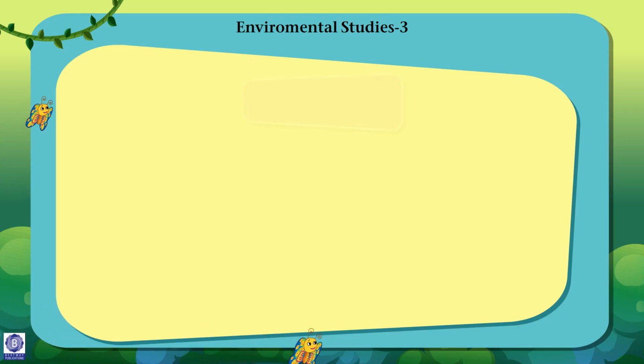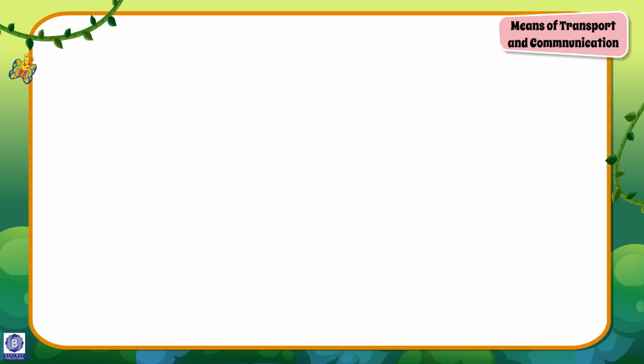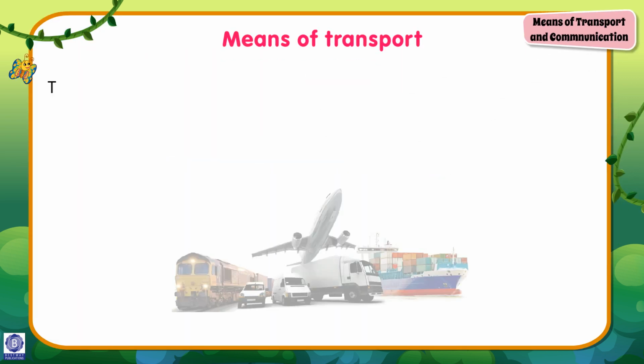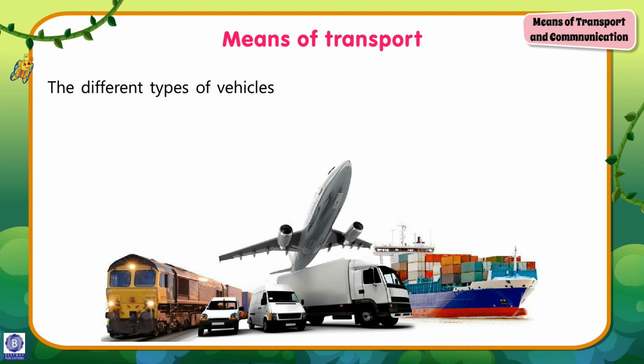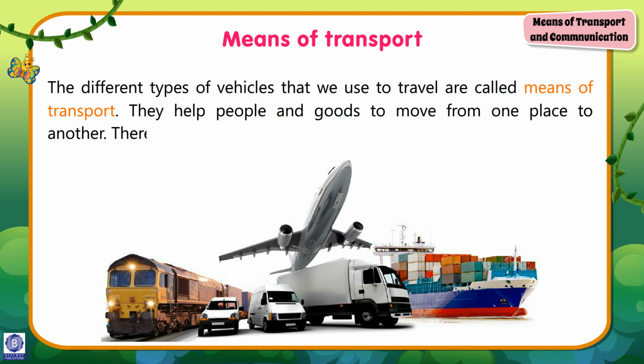Chapter 14: Means of Transport and Communication. Means of transport. The different types of vehicles that we use to travel are called means of transport. They help people and goods to move from one place to another. There are many means of transport.